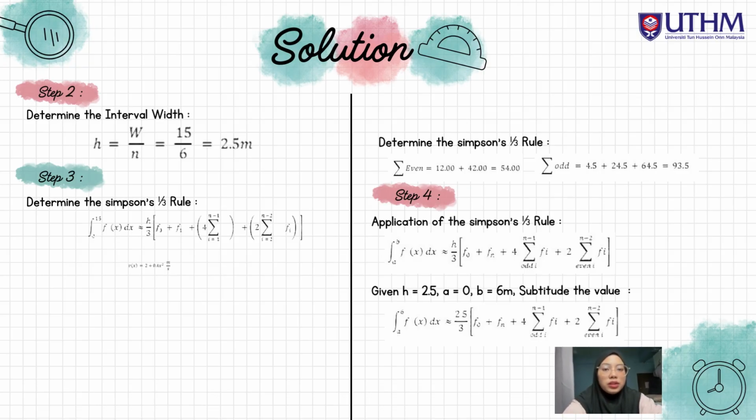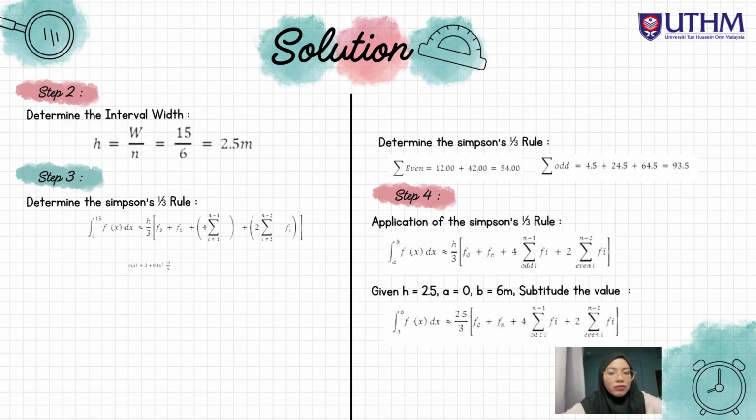For step 3, we have to determine the Simpson's 1/3 rule, which is the integral from 0 to 50 of f(x) dx is approximately equal to h/3 times open bracket f0 plus the sum from i equals 1 to n minus 1 of fi plus 2 times the sum from i equals 2 to 2n minus 2 close bracket. Step 3 is to determine the Simpson's 1/3 rule.